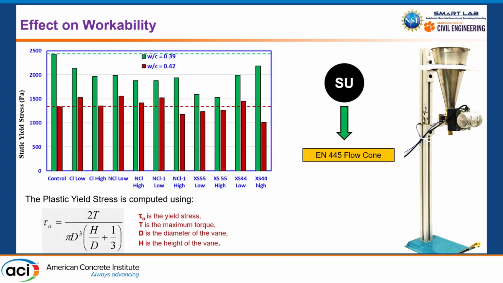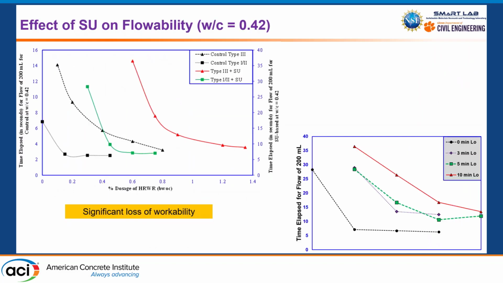The aluminum sulfate based admixture precipitates ettringite so fast that you cannot test it in a normal rheometer. So what we did is we took an EN445 flow cone. In the EN445 flow cone, you take a particular volume of cementitious paste and check how much time it takes to flow through the orifice for a particular volume. In this case, it was 200. The two black lines are your control, which is type 1, the square here, and type 3, the triangle here.